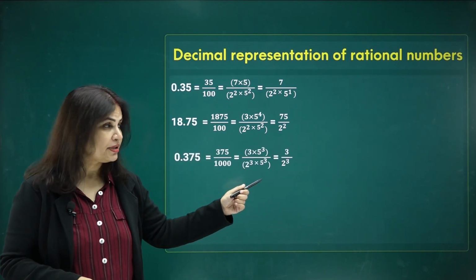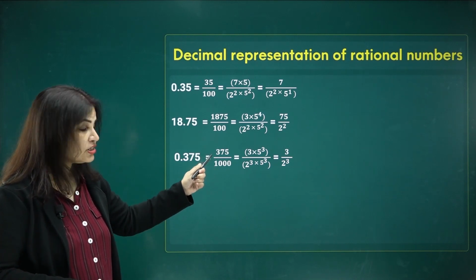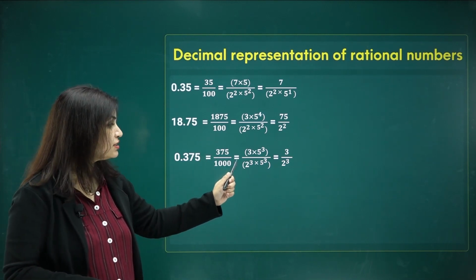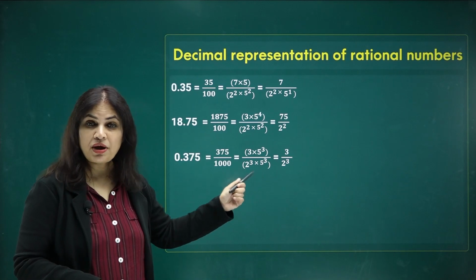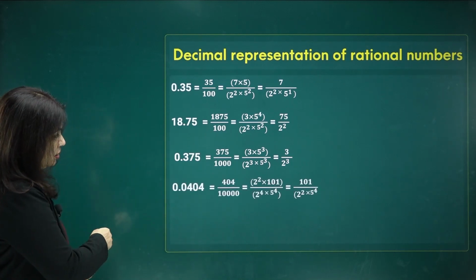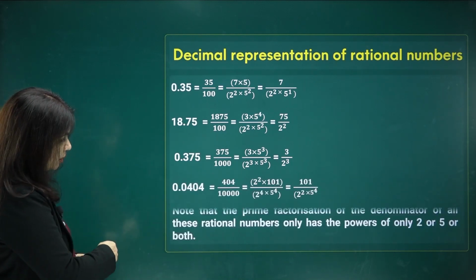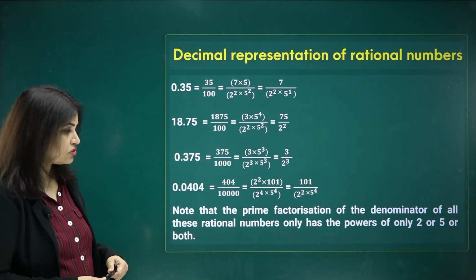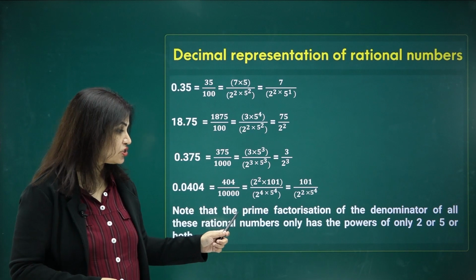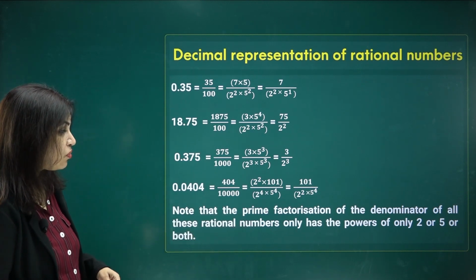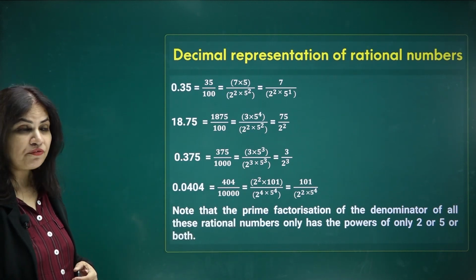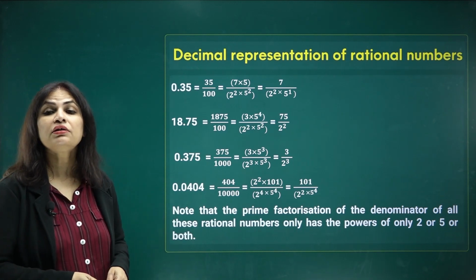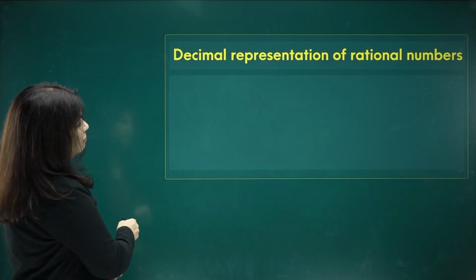0.375 can again be expressed with a denominator 1000, and 1000 can be written as a power of 2 and 5, and so on. So we see that the rational numbers whose denominators have prime factorization with only powers of 2 or 5 or both are terminating decimal numbers.